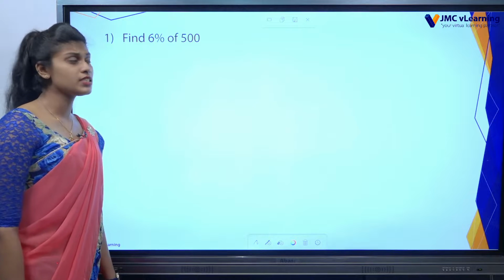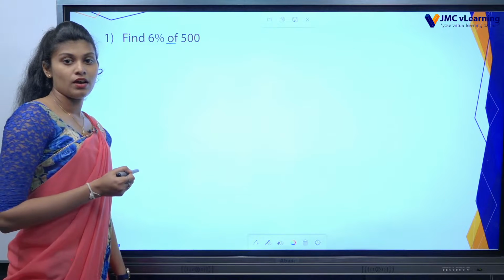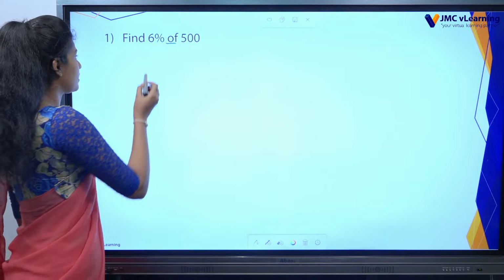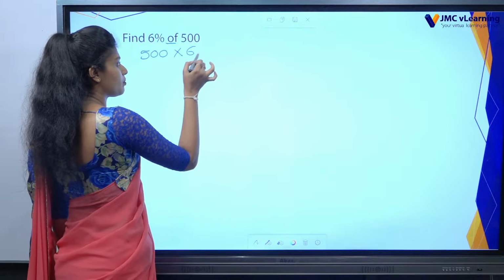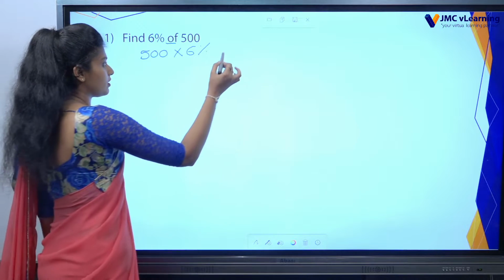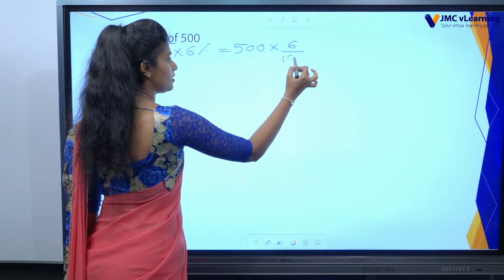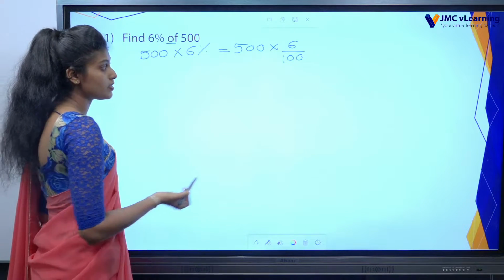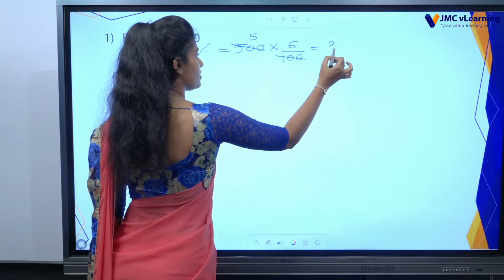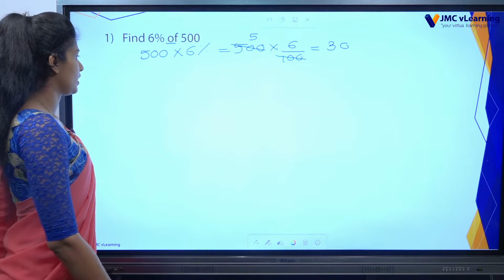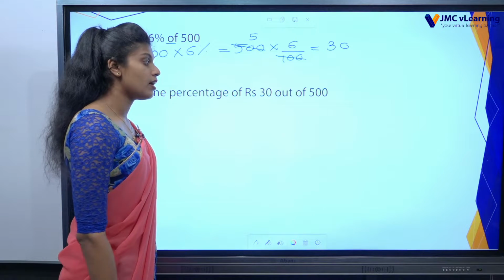Then find 6% of 500. What is the meaning of this "of"? Of means multiply. Then 500 of 6% means you have to multiply it by 6%. Then 500 multiplied by 6 over 100. That is the meaning of the percent. You can divide by 100. 5 into 6, 30.